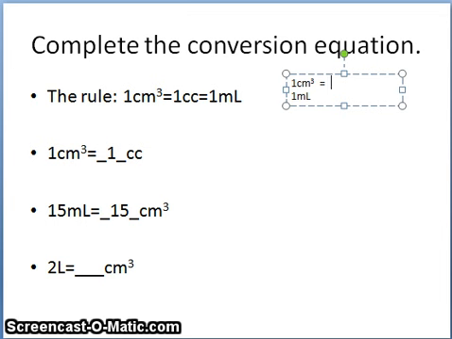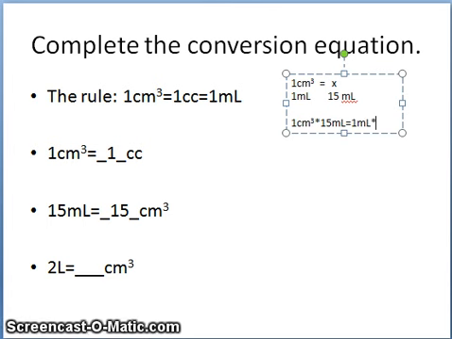So that's equal to 1 milliliter, so you could set up a fraction saying that. Basically, if you set that up as a fraction, then you would say, okay, if I'm told that I have 15 milliliters, that is x centimeters cubed over 15 milliliters. See how I have centimeters cubed on top, milliliters on the bottom for both of these? And so then I would cross multiply to get 1 centimeter cubed times 15 milliliters equals 1 milliliter times x.